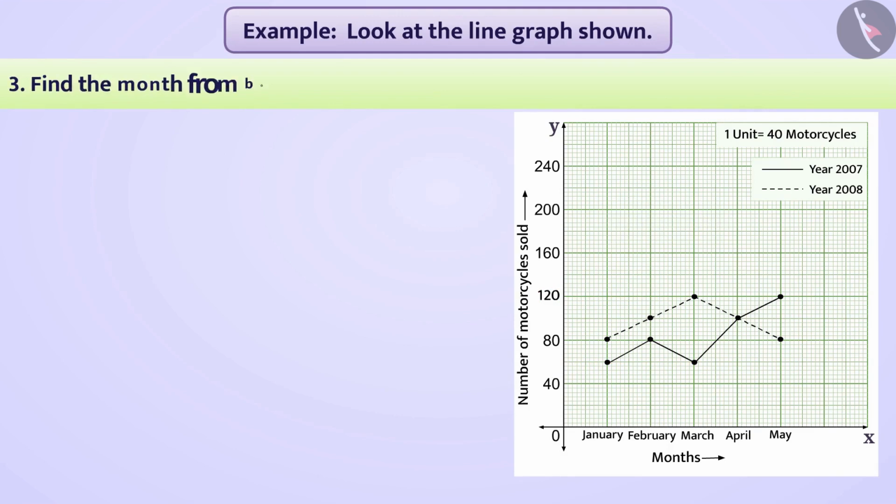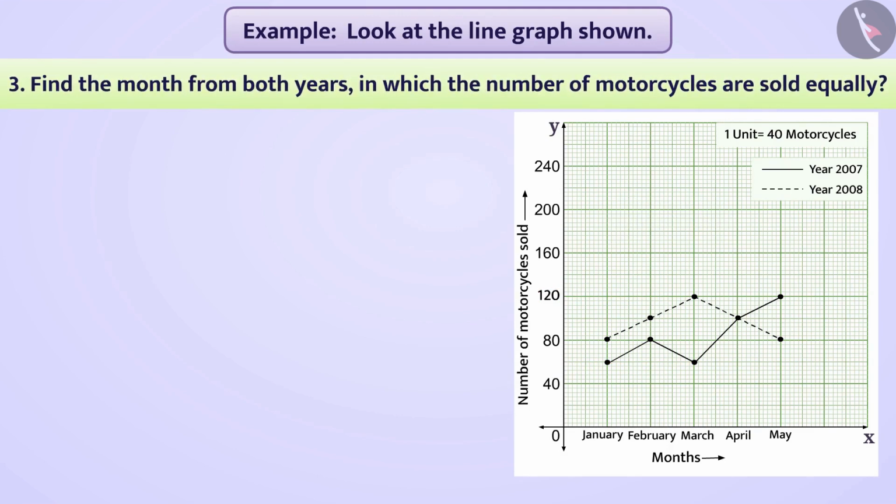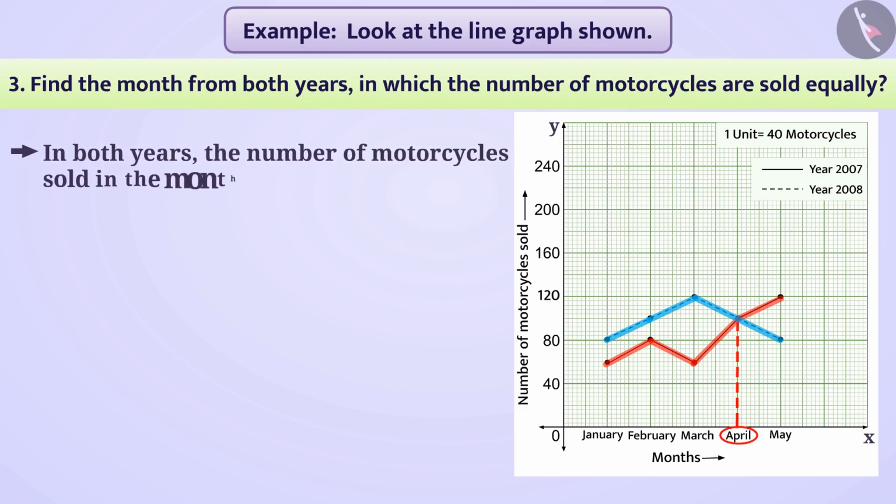Find the month from both years in which the number of motorcycles sold is equal. In the graph, the continuous line and the dotted line intersect at a point. The intersection point is located in the month of April. This tells us that in both years, the number of motorcycles sold in the month of April is equal. Let's see the next example.